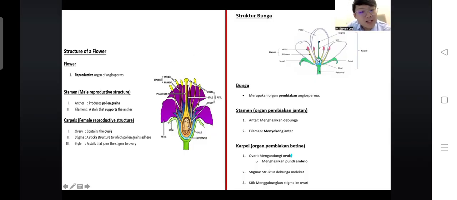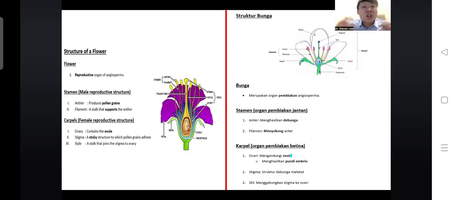Okay, so let's talk about something else. What's the function of this petal? Petal. What's the function of petal? Protection. Really? It really protects the flower?